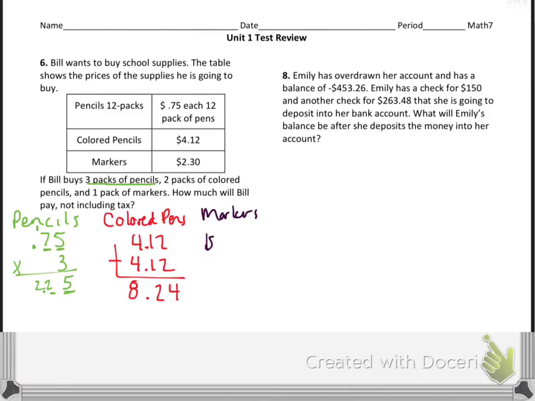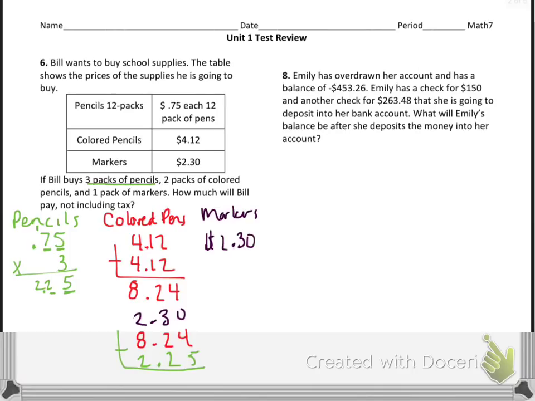So he just pays $2.20 or $2.30. So we have to add all 3 of those together. Well, we have to line up the decimal place. So we have 2.30 plus 8.24 plus 2.25. And that will be how much total he will pay.